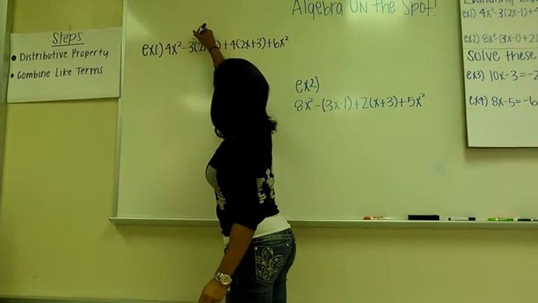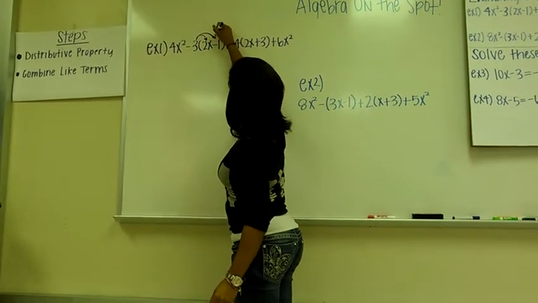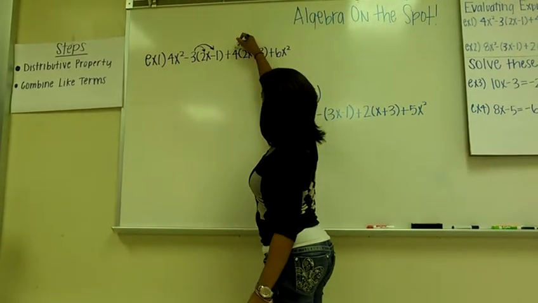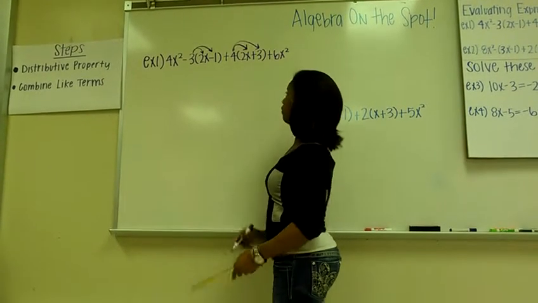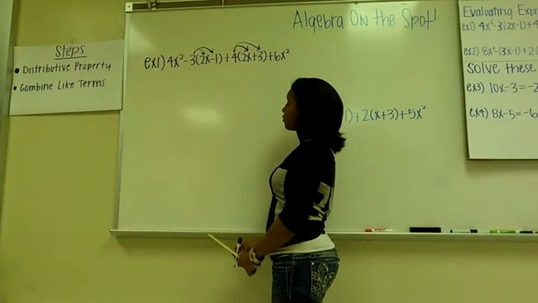We'll draw an arrow from the negative 3 to every item inside the parentheses. In our second set of parentheses, we're going to distribute the 4. So we'll draw an arrow from the 4 to every item inside the parentheses. And now we'll bring down everything outside the parentheses.